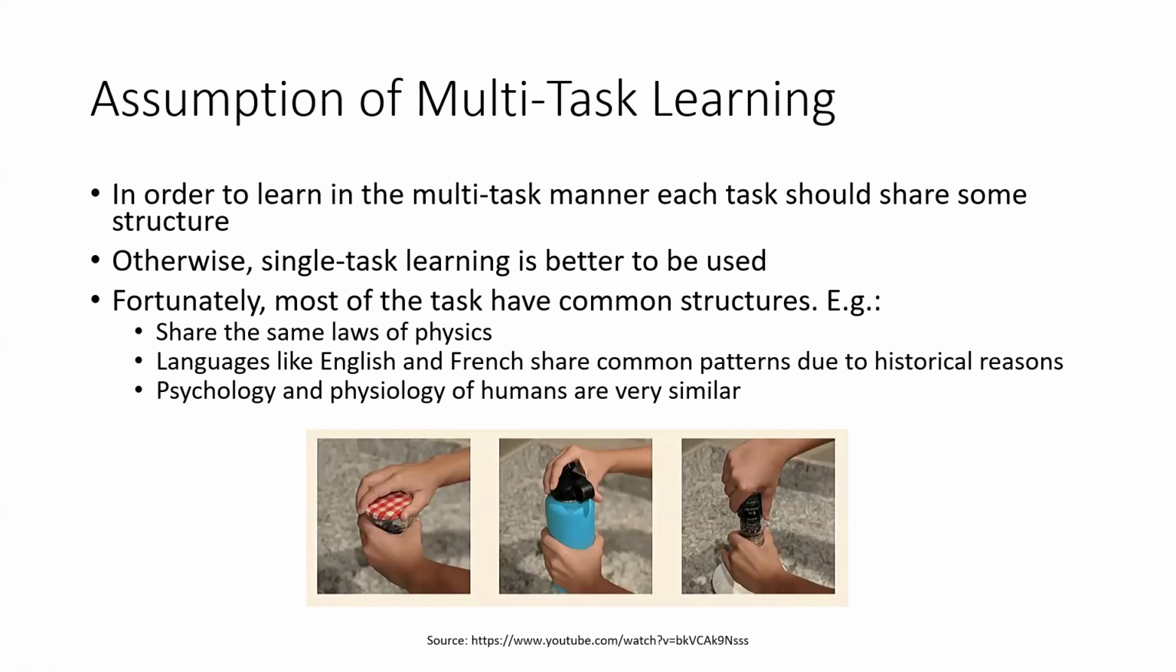Not all the tasks under the sun can be used in a single multitask learning model, because those are not related. So when it comes to combining some of the tasks as a multitask learning model, you have to make some assumptions. This is a critical assumption, because in order to learn in a multitask manner, all these tasks should share some structure.